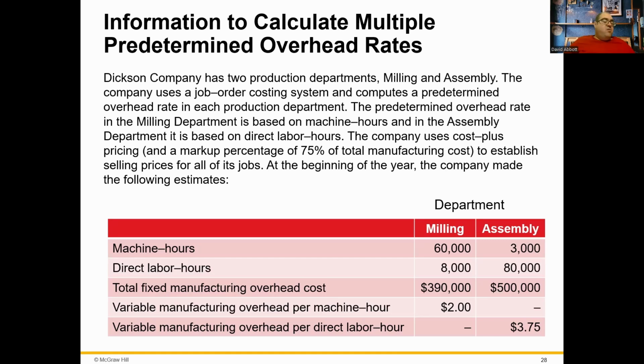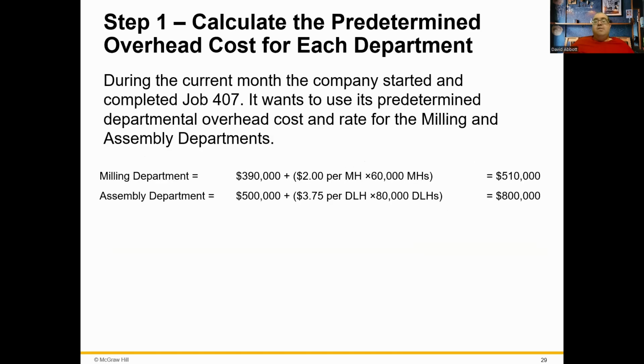So we see here that information related to the two processing departments is shown. We have milling and assembly, and each one has different costs. Milling bases theirs on machine hours because that's more of a mechanized process, whereas assembly is a process that has more involvement by people, so they would use direct labor hours. And then you can use that in order to calculate the costs of overhead for your product.